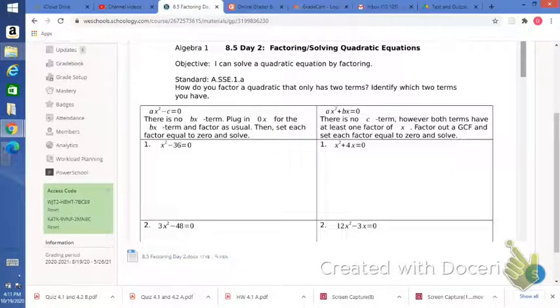Day 2 on factoring and solving quadratic equations. We have the same objective as day 1. We're going to solve these quadratic equations by factoring. But here in day 2 we're going to look at a couple different case scenarios. The first case is when we have no b term or bx term. And then the second case is when there is no c term, and we're going to learn how to handle each case.